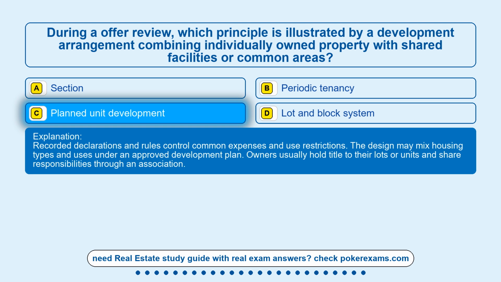Recorded declarations and rules control common expenses and use restrictions. The design may mix housing types and uses under an approved development plan. Owners usually hold title to their lots or units and share responsibilities through an association.